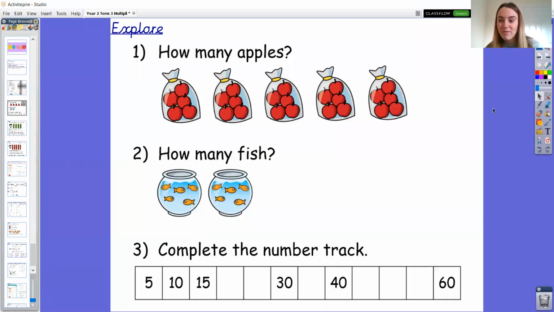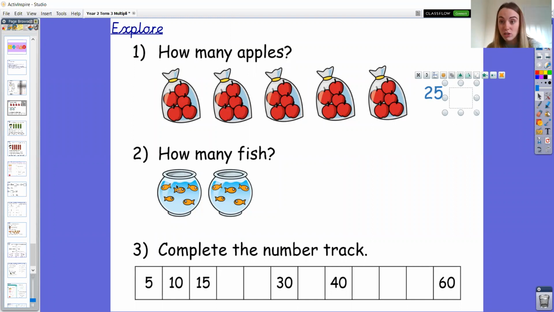Well done, Year 2. So let's have a look together then. So I can see that there are 1, 2, 3, 4, 5 equal groups with 1, 2, 3, 4, 5 apples inside each group. So I know that I need to count in my 5s 5 times. So it's the same as solving 5 times 5. So shall we chant together and count in our 5s? 5, 10, 15, 20, 25. Brilliant. So there are 25 apples altogether. Brilliant. Number 2, how many fish?